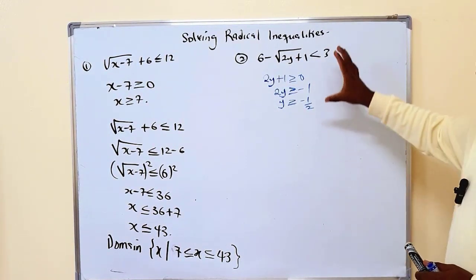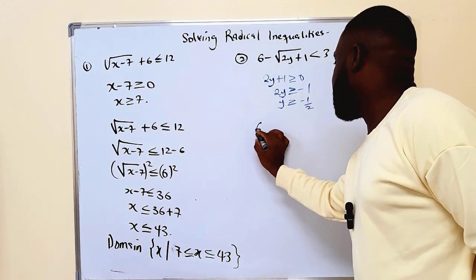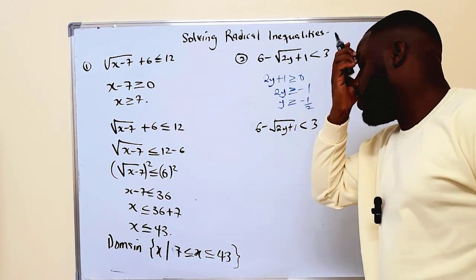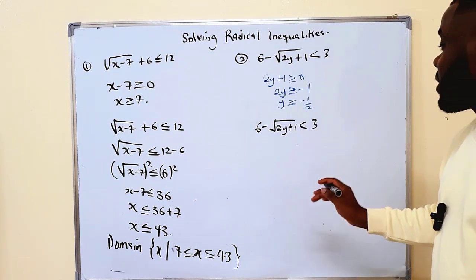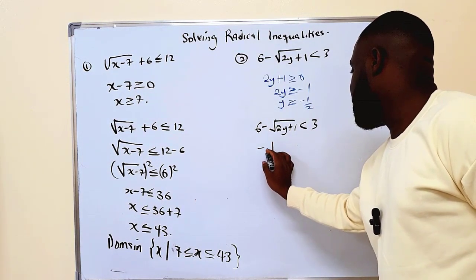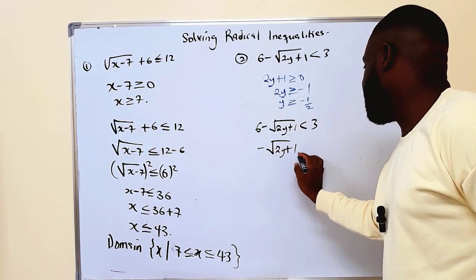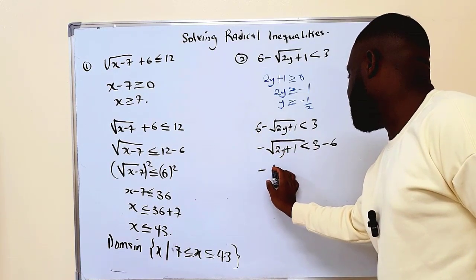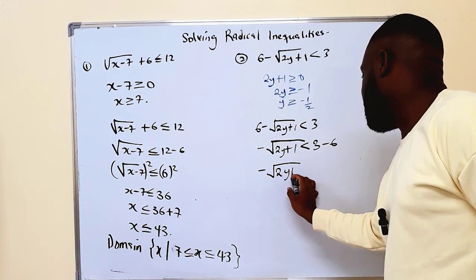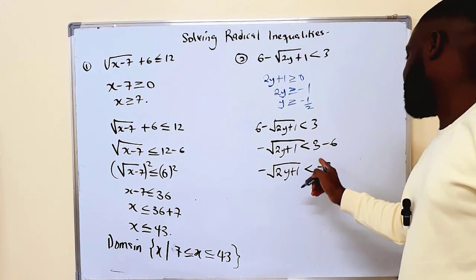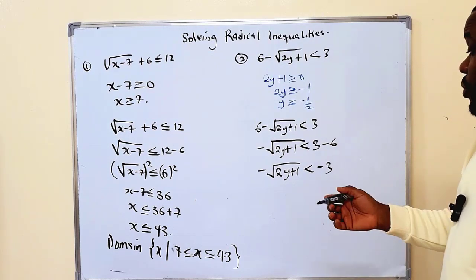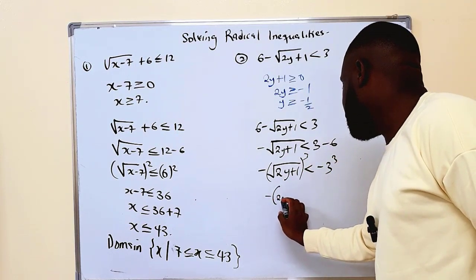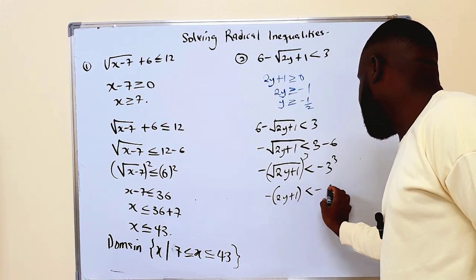So we need to solve the second part, which is 6 minus the square root of 2y plus 1 is less than 10. We subtract 6 from both sides, and have negative square root of 2y plus 1 is less than 10 minus 6.